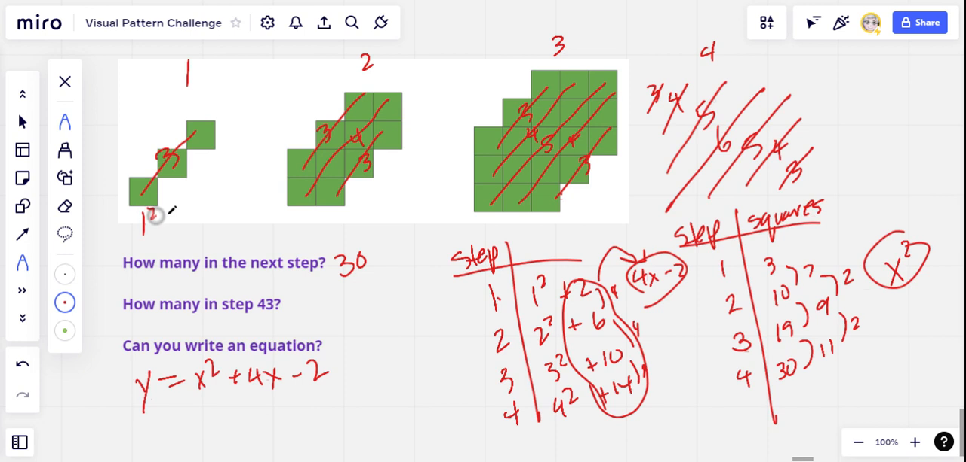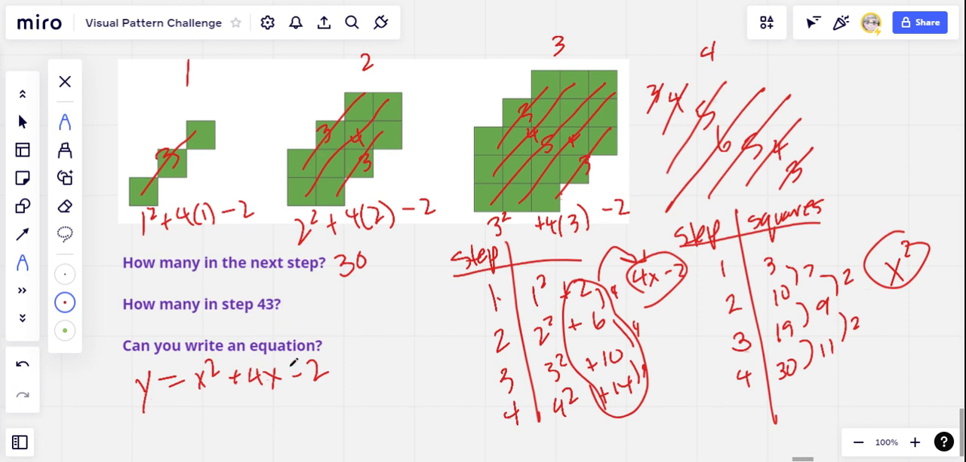So here would be 1 squared plus 4 times 1 minus 2. That's 1 plus 4 minus 2. Yeah, that's 3. And here it'd be 2 squared plus 4 times 2 minus 2. That's 4 plus 8, 12 minus 2 is 10. Yes. Let's just try it here too, just to make doubly sure. So 3 squared plus 4 times 3 minus 2. That would be 9 plus 12 minus 2. So yeah, that's 19. So this equation does seem to be working.